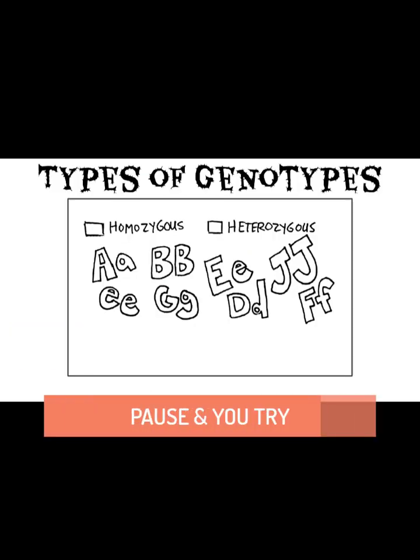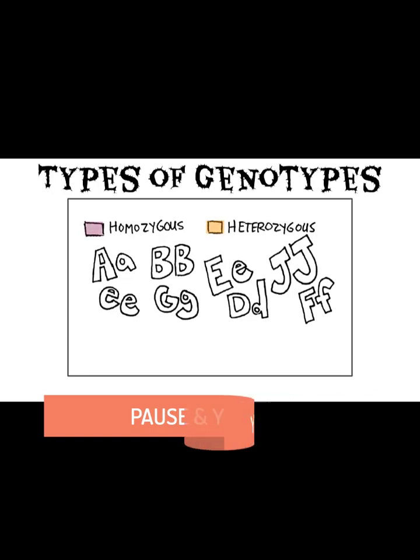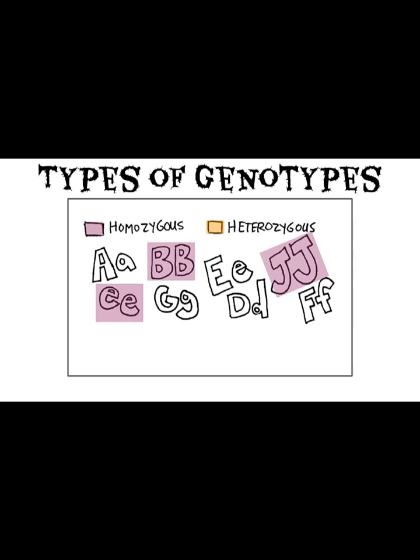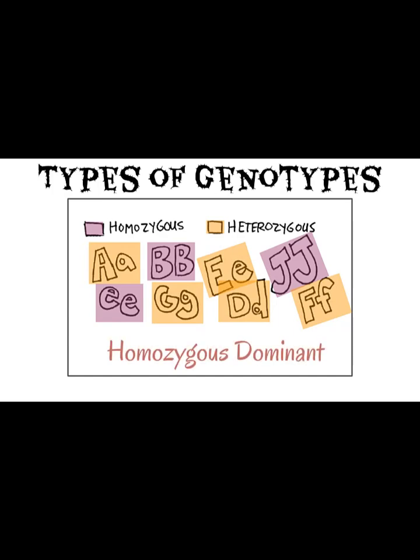Time for you to practice. Pause the video. Pick 2 colors, identify homogeneous and heterogeneous. How'd you do? Check your work. Go ahead and identify the 2 homogeneous dominant genotypes by circling them.